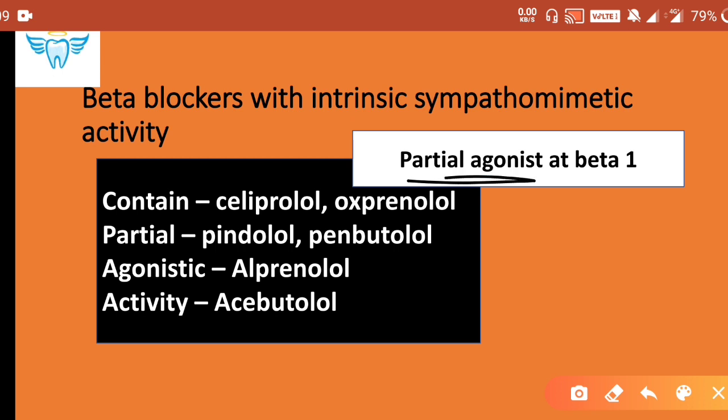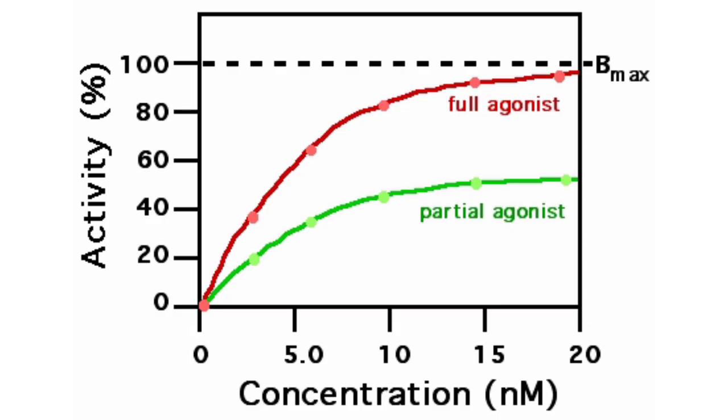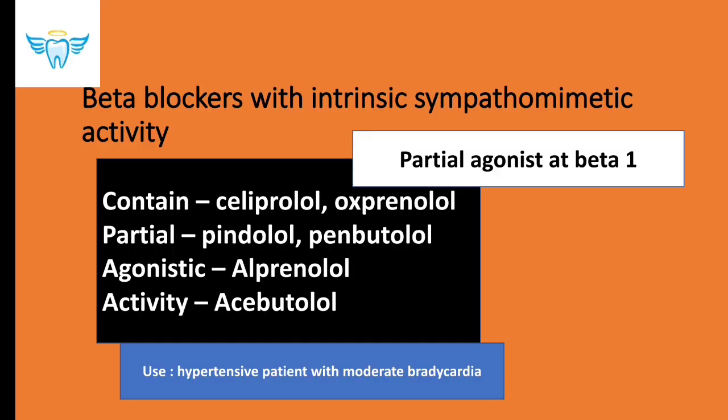Now beta blockers with intrinsic sympathomimetic activity. This group of drugs are partial agonists at beta 1, okay, which means they do not act fully as a sympathomimetic drug, but they have certain actions of sympathomimetic drugs. Okay, so our easy mnemonic for which is contain partial agonistic activity. Okay, and these are the group of drugs in it. Now where are these partial agonists used? They are used for hypertensive patients with moderate bradycardia.